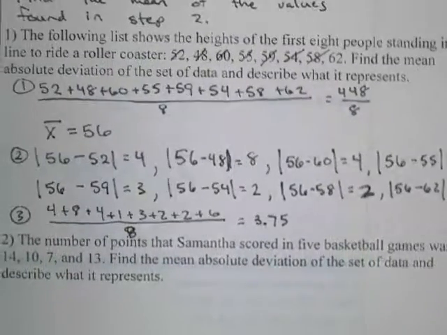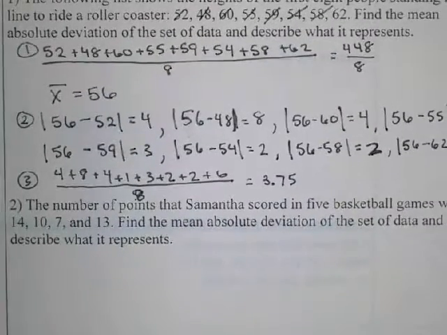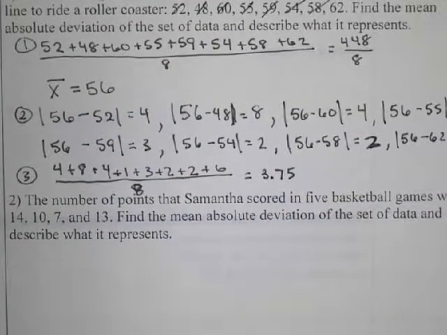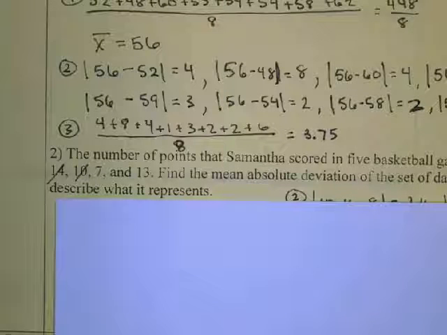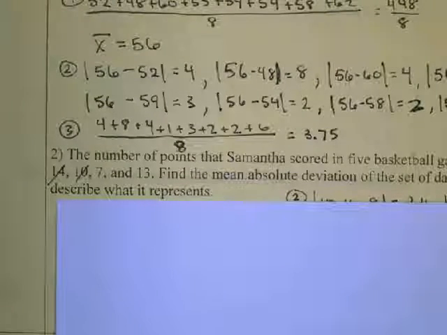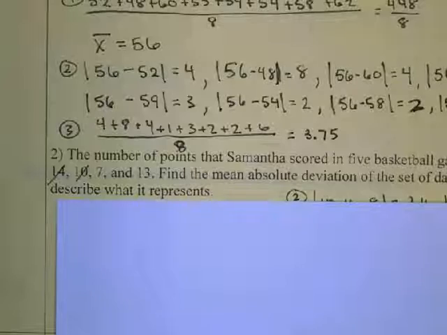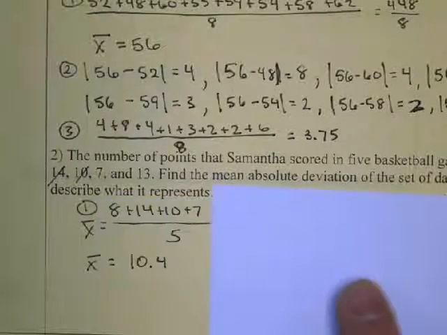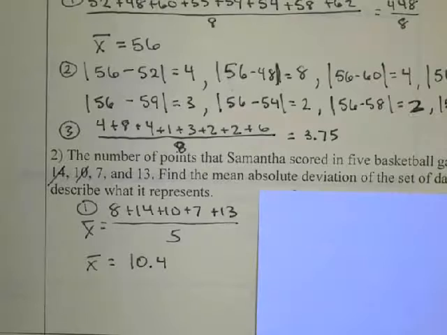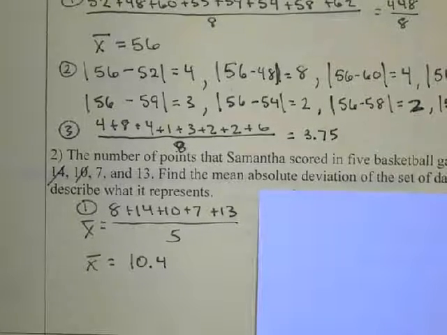Now if you'd like, you can go ahead and try number 2 on your own. So you can pause right here, try it, and then we can compare our results. So hopefully you tried this on your own. Let's go ahead and look at the results. First, we'll start with step 1, where we find the mean of all our data points. So we added all the data points of 8 plus 14 plus 10 plus 7 plus 13. Then we divide that by 5, and we get 10.4.